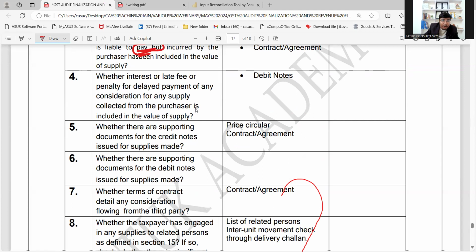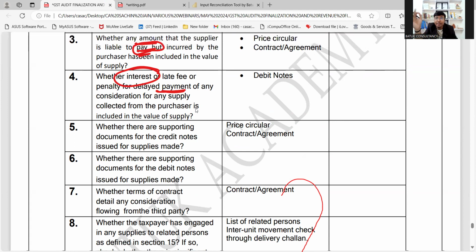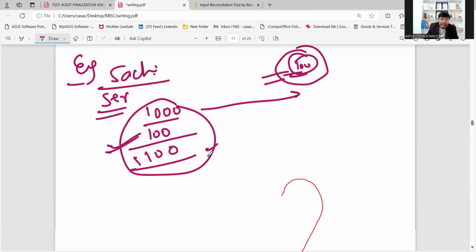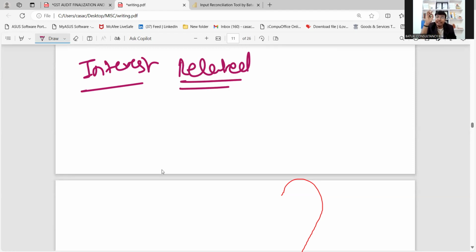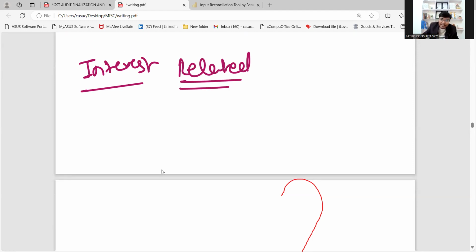If there is any interest or late fees for the delayed payment, ensure that GST is applicable on that. That is why I said, when you analyze the financial statement of the taxpayer, you need to ensure through the analysis that if there is any interest related income in the financial statement, this interest is my financial interest or this interest is my trade interest.